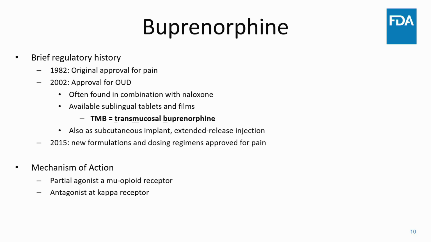Buprenorphine's got a somewhat unique mechanism of action among opioids, and just to be clear, if you're not familiar, it is an opioid. It's a partial agonist at the mu receptor, but it's an antagonist at kappa, and it's this unique receptor activity that's thought to make it effective at treating OUD.